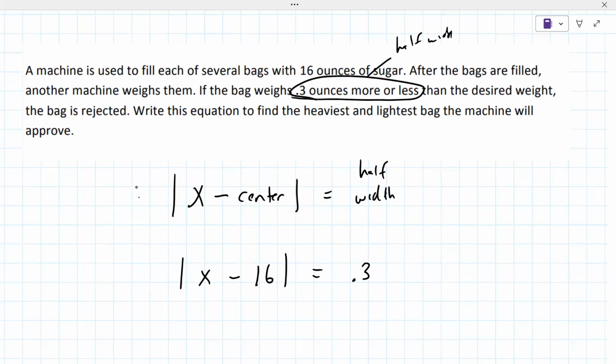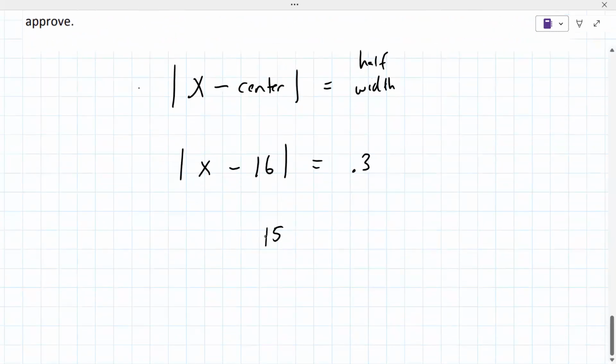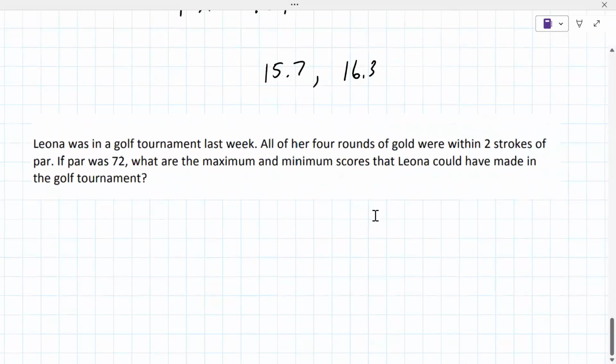Okay. So could you solve this for us? I'm okay if you just give me the numbers right now, or if you need to, you can work it out. So it would be X equals 16.3 and X equals 15.8. Or, point seven, sorry. All right. Once you get the feel of these, it's pretty much the same. It's just knowing which number goes where. So here's another one for you to try.